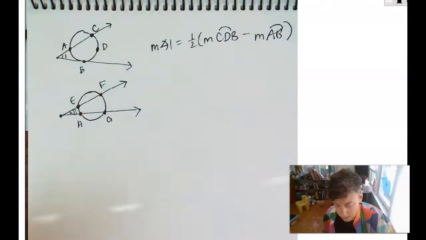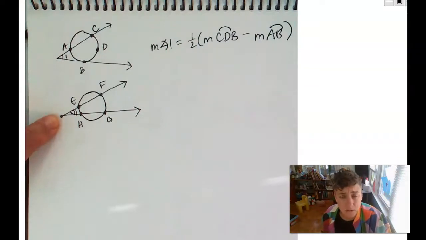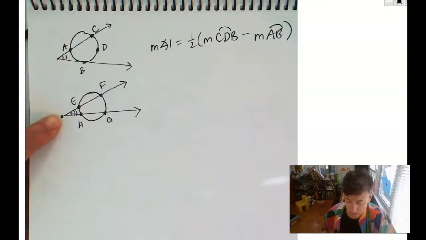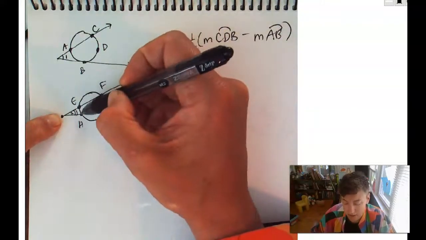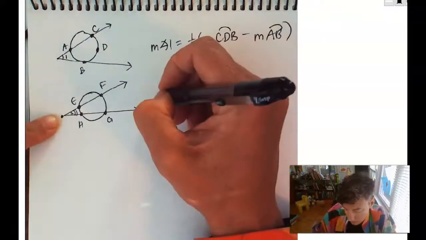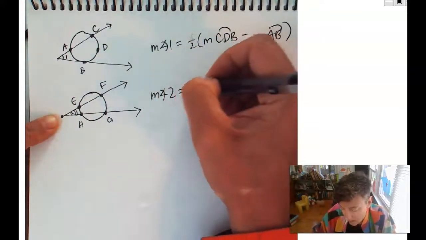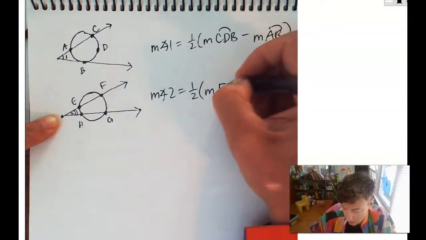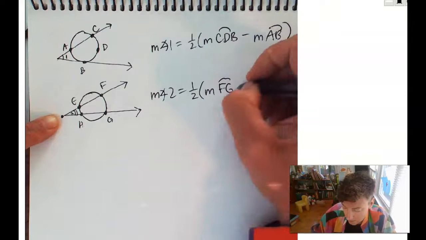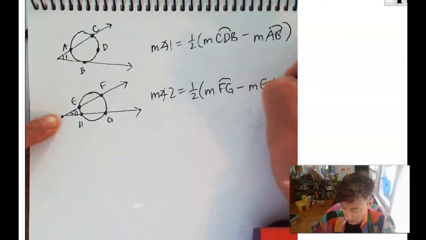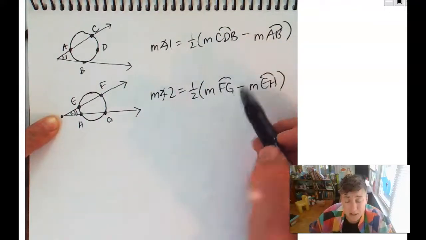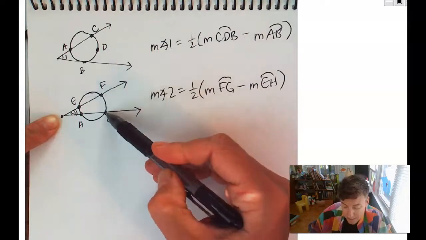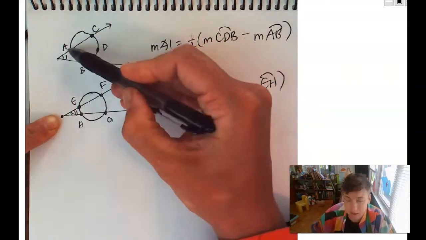So same idea. This external angle, the measure of angle 2, is going to be equal to the difference of the intercepted arcs. So this angle intercepts arc FG and arc EH. So the measure of angle 2 is going to be equal to half of the measure of arc FG minus the measure of arc EH. Cool. So again, still subtracting. We're always going to subtract the big one minus the little one.